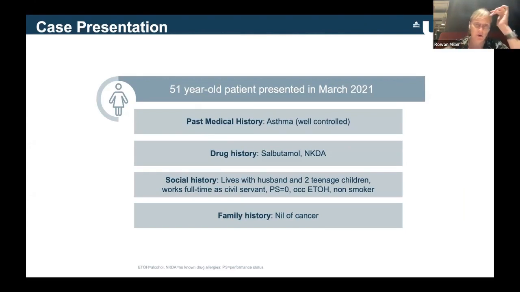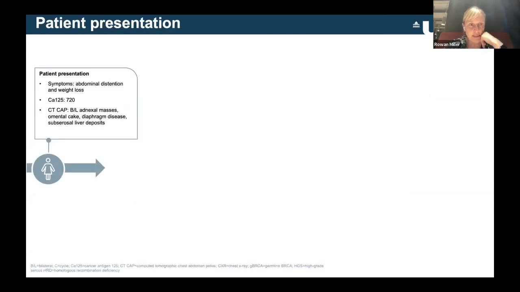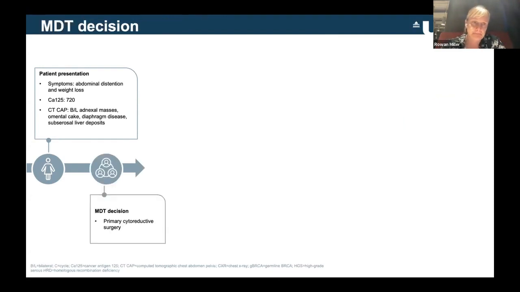So this is a patient of mine who was diagnosed about 18 months ago, 51, extremely fit and well, no significant past medical history, no relevant family history, and no real comorbidities. Presented with the typical symptoms: abdominal distension, weight loss, found to have an elevated CA125. CT scan demonstrated bilateral adnexal masses, omental disease, disease on the diaphragm, subserosal liver deposits. So typical distribution of disease. Our MDT feeling was that she would be a candidate for primary cytoreductive surgery.